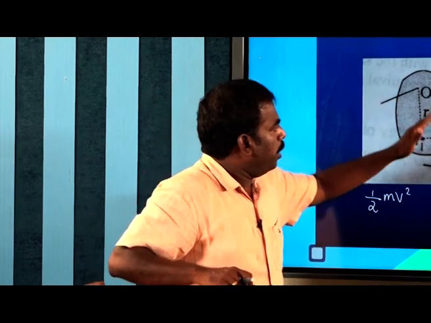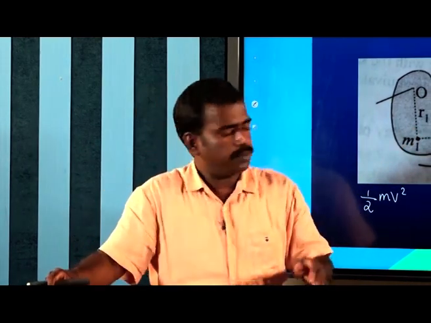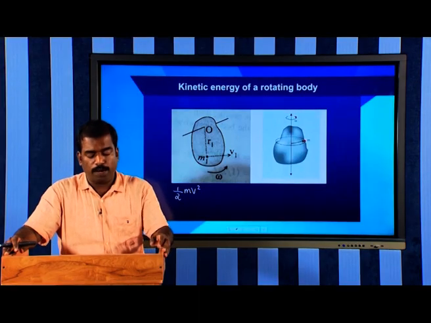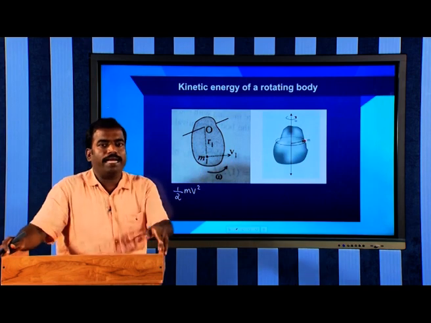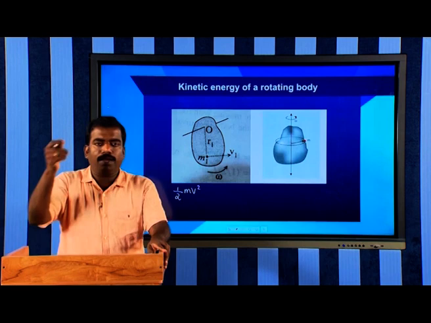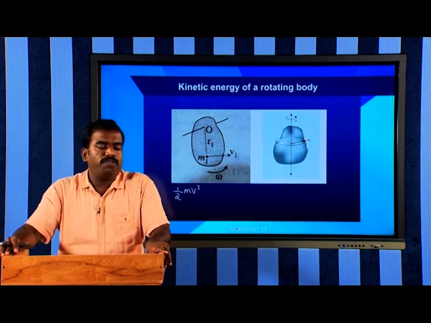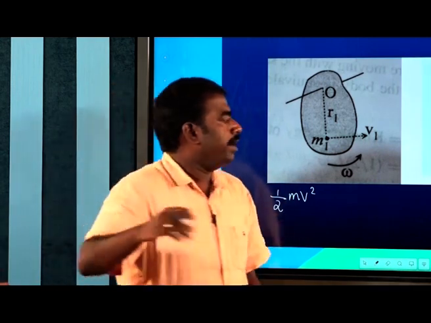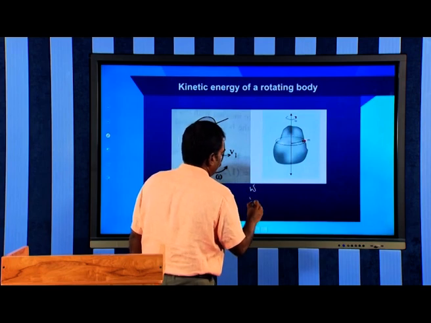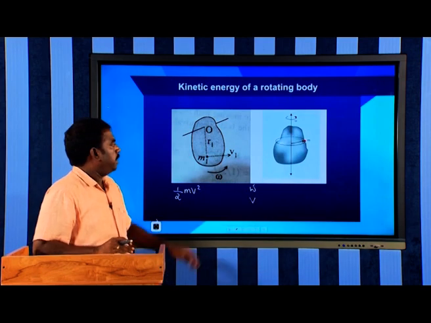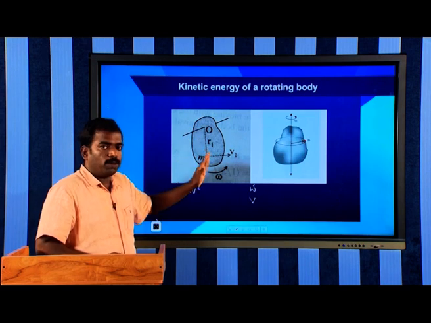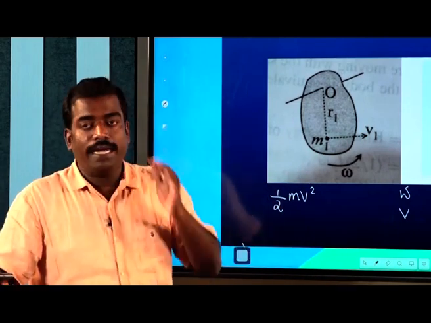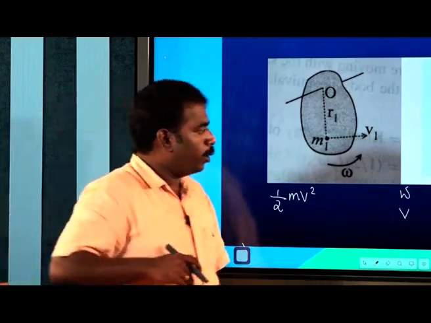So, here we are imagining a body of mass capital M, made up of a large number of particles, and we are just identifying one such particle m1 which is at a distance of r1. When the body is rotating about a fixed axis, all the particles will rotate with the same angular velocity omega, but different linear velocity v. So, you have to identify the difference between this linear velocity and angular velocity.